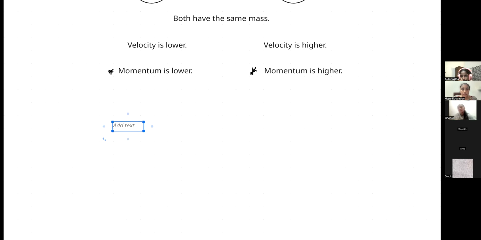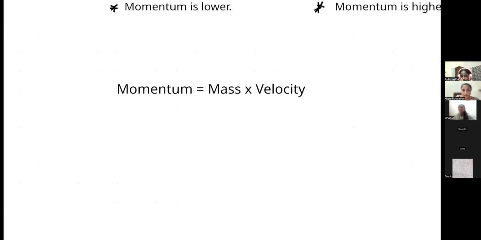Momentum is calculated like this. Momentum equals mass multiplied by velocity. In symbols, we can write this as momentum, we write simple p. Mass is simple m, velocity is simple v. So this is how we write that formula.